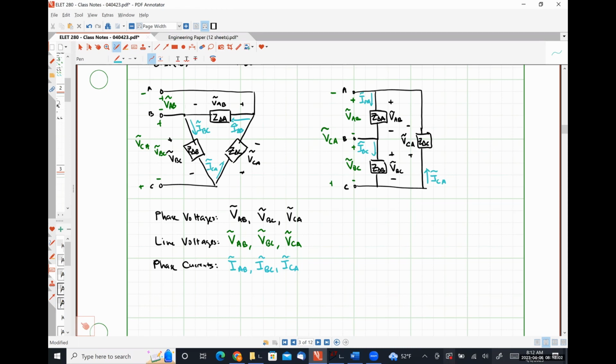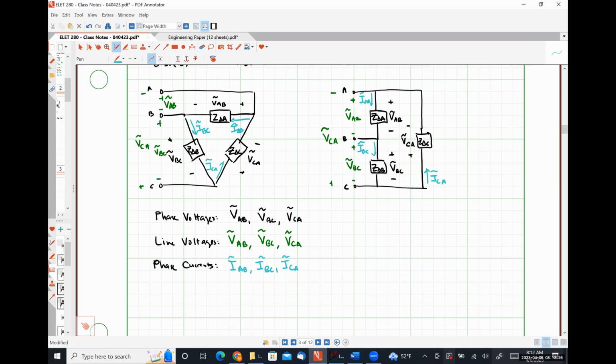Okay, so we have finished the background section. We're now actually ready to throw some math at this thing and see how these three-phase circuits behave. So before I move on to bigger and better things, anybody have any questions about any of the stuff that we've talked about thus far?